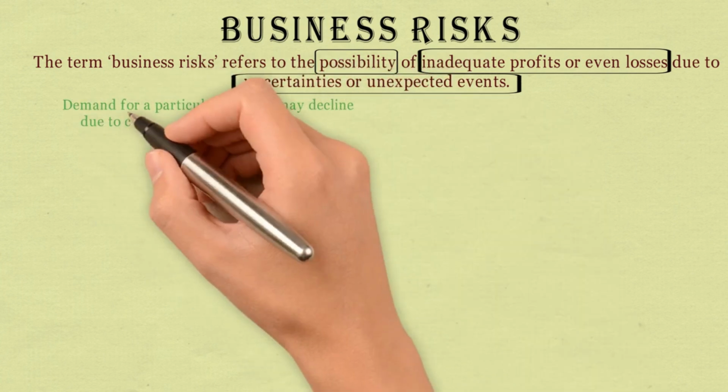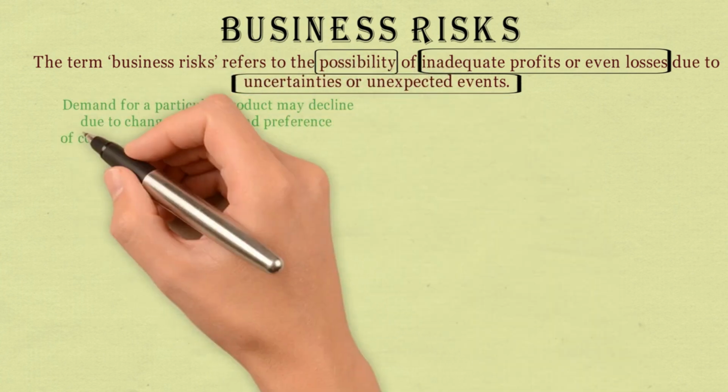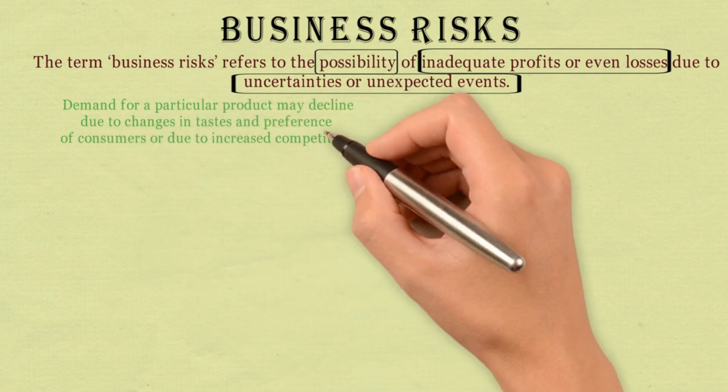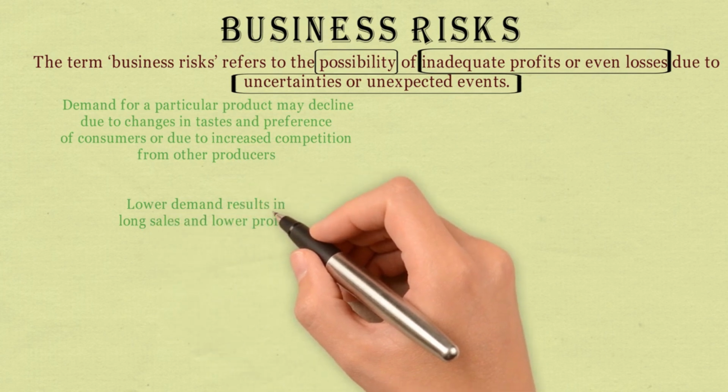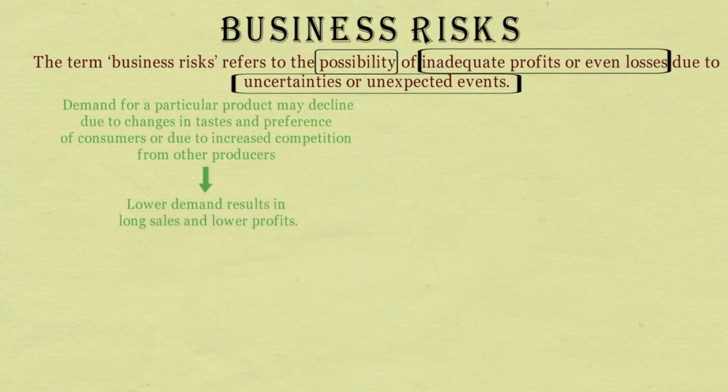In situation 1, demand for a particular product may decline due to changes in taste and preferences of consumers or due to increased competition from other producers. This will lead to lower demand, thereby resulting in low sales and lower profits.